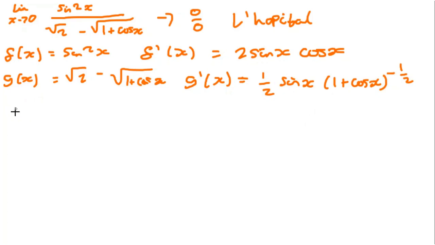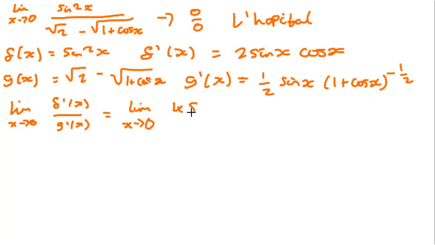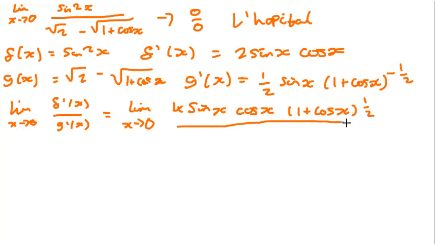So we want to find the limit as x tends to 0 of f dash of x over g dash of x. That's equal to the limit as x tends to 0 of 4 sine x cos x over 1 plus cos x to the power of 1/2. We could write that as a square root over sine x.